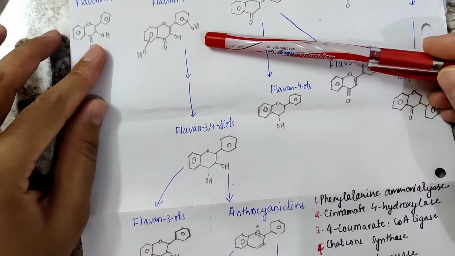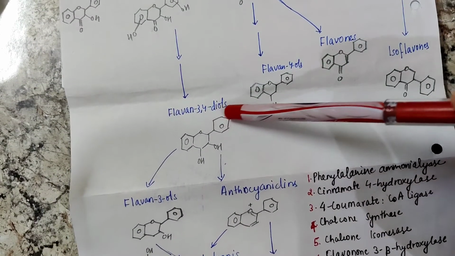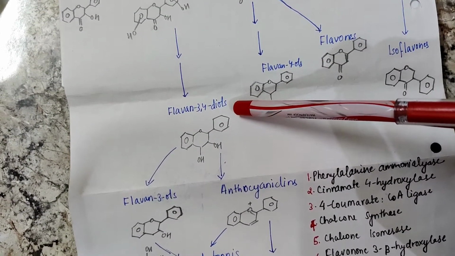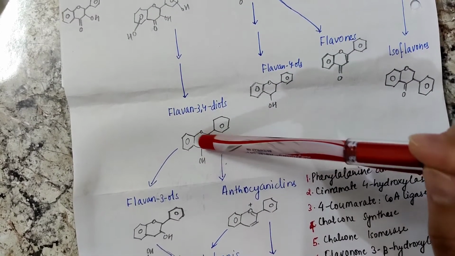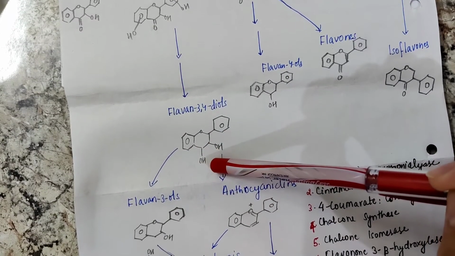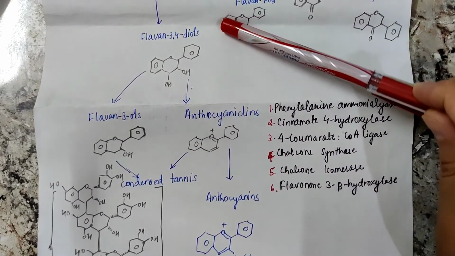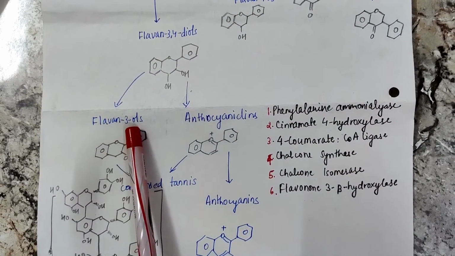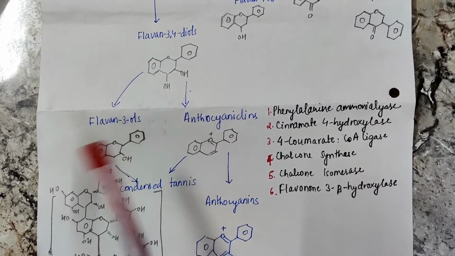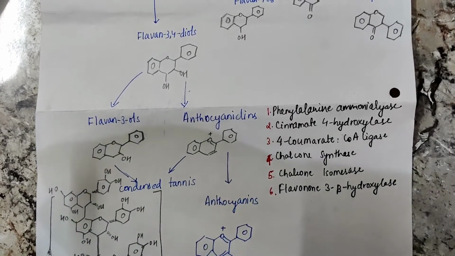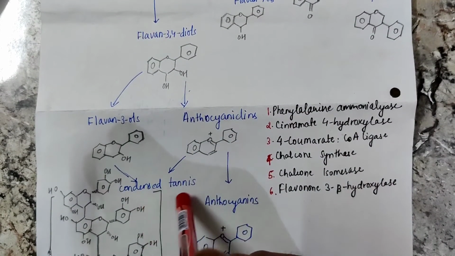Now if you go to the dihydroflavonols, you can get flavan-3,4-diols. This carbonyl group will get converted into hydroxy. That's a possibility. So you can get flavan-3,4-diols. From this you can get flavan-3-ols. One hydroxy group is being reduced, then you get flavan-3-ols. And if you condense this molecule, in condensed form, we get tannins.